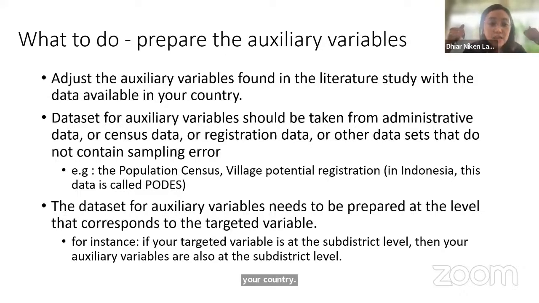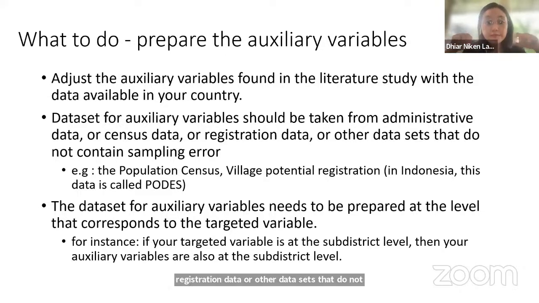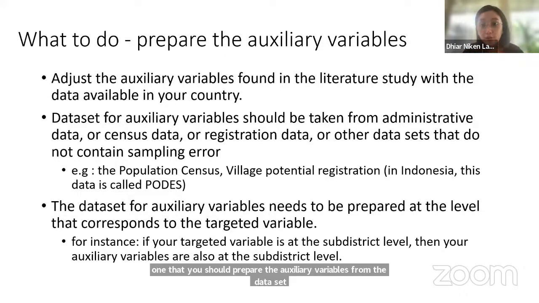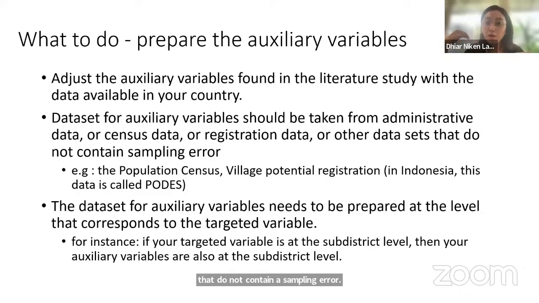Please note that the data set for auxiliary variables should be taken from administrative data, census data, registration data, or other data sets that do not contain sampling error. For instance, in Indonesia, we have the population census, and we also have the village potential registration. In Indonesia, we call it PODES, which is basically a registration and census for all population, so it does not contain sampling error. Please note that you should prepare the auxiliary variables from a data set that does not contain sampling error in order to predict poverty or the unemployment rate.